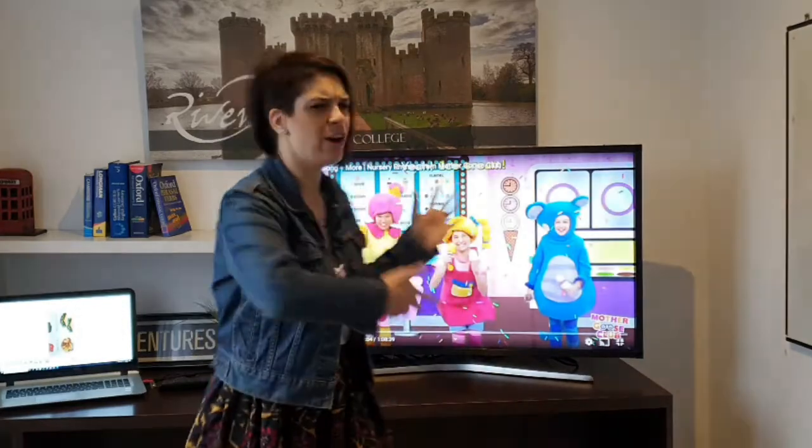Your ice cream on a waffle cone? Do you like ice cream on a cup? Yes? What's your favorite ice cream flavor? Strawberry, chocolate, vanilla.